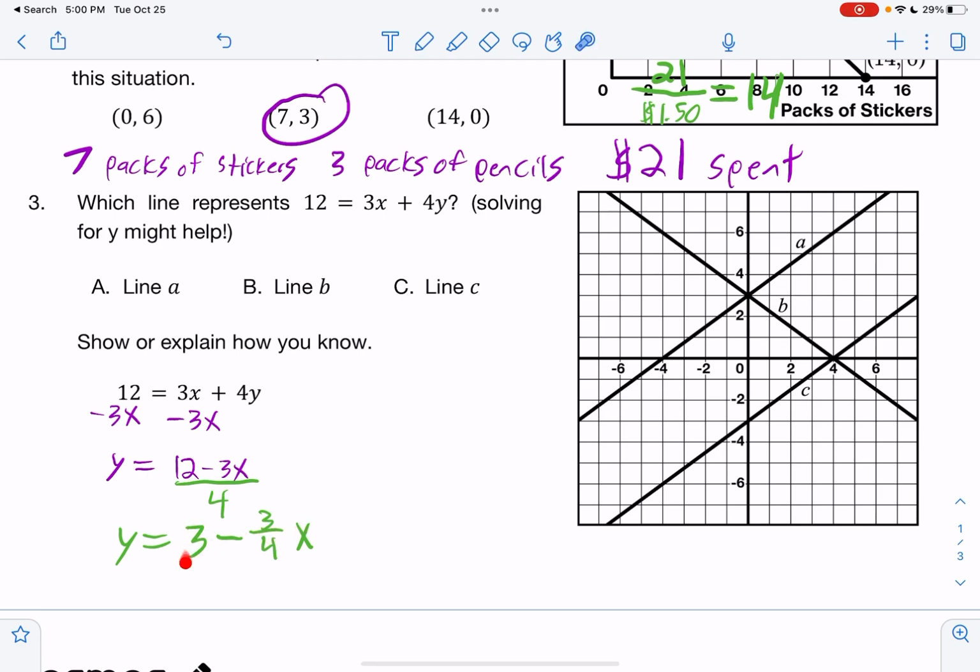So what we see here is when x is 0, we'll have y is 3. So that gives us a hint that it will be one of these two lines. And we also see that it has a slope. You might remember slope-intercept form. That would be just rearranged like this.